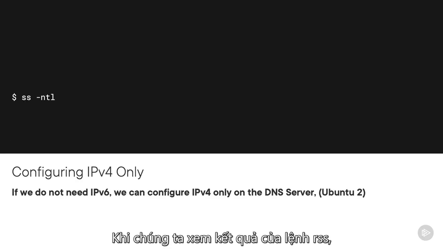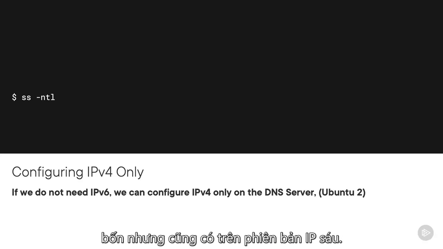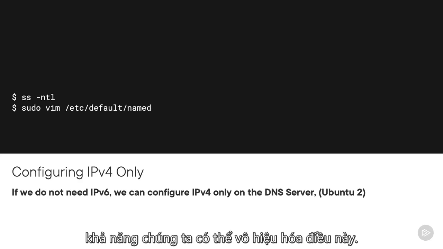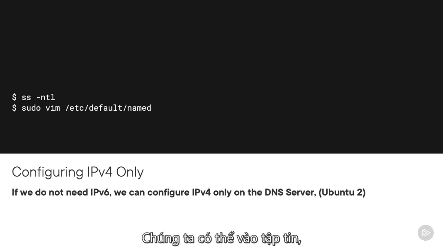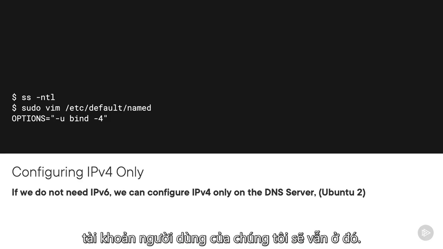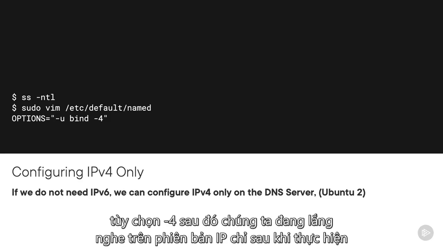When we take a look at the output of our ss command, we'll see that we are listening not just on IP version 4, but also on IP version 6. If we don't need IP version 6, then it's a possibility that we could disable this. We can go into the file /etc/default/named and set our options to be -u for our user account. That will be there anyway, so we're specifying to run under the user account bind, but setting the option -4, then we are listening on IP version 4 only.